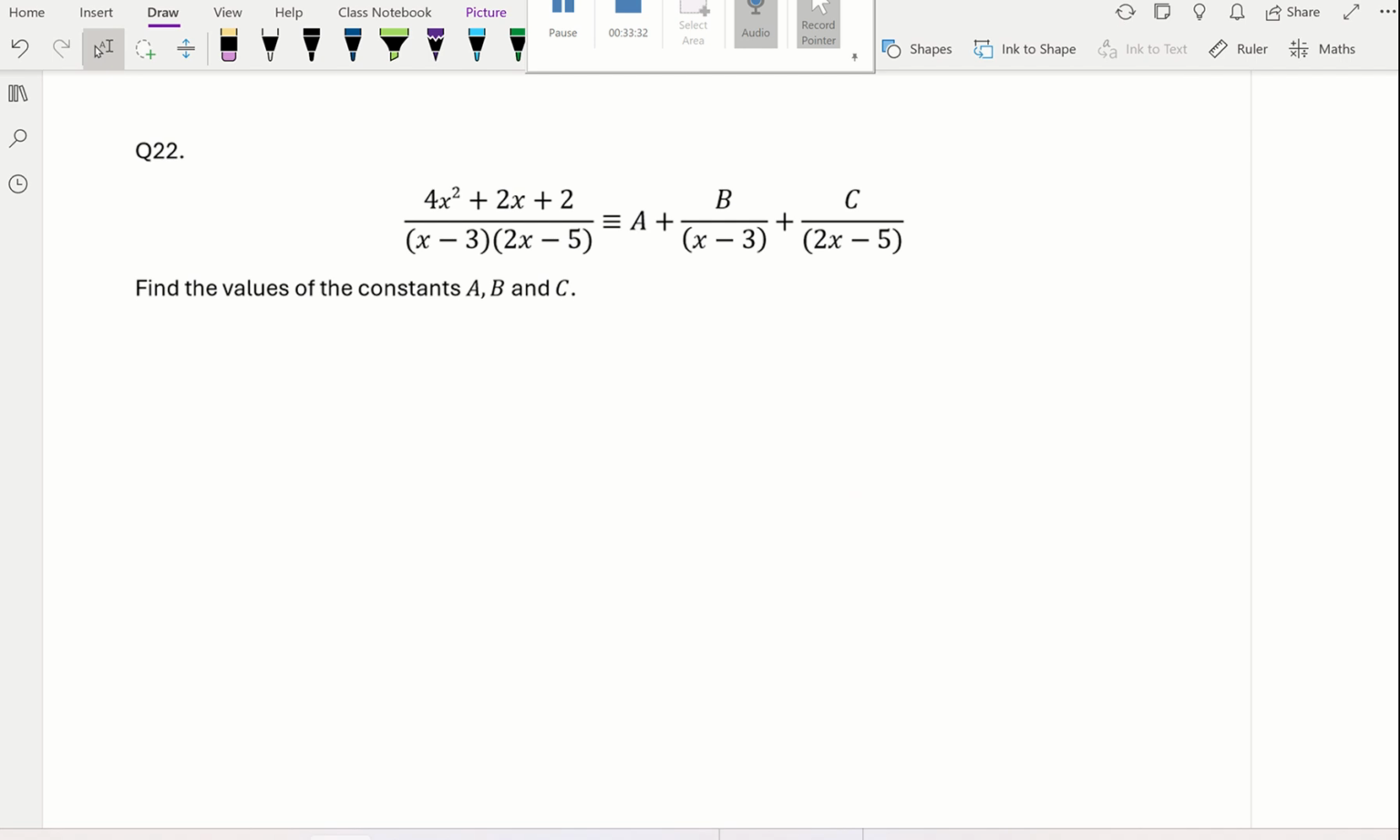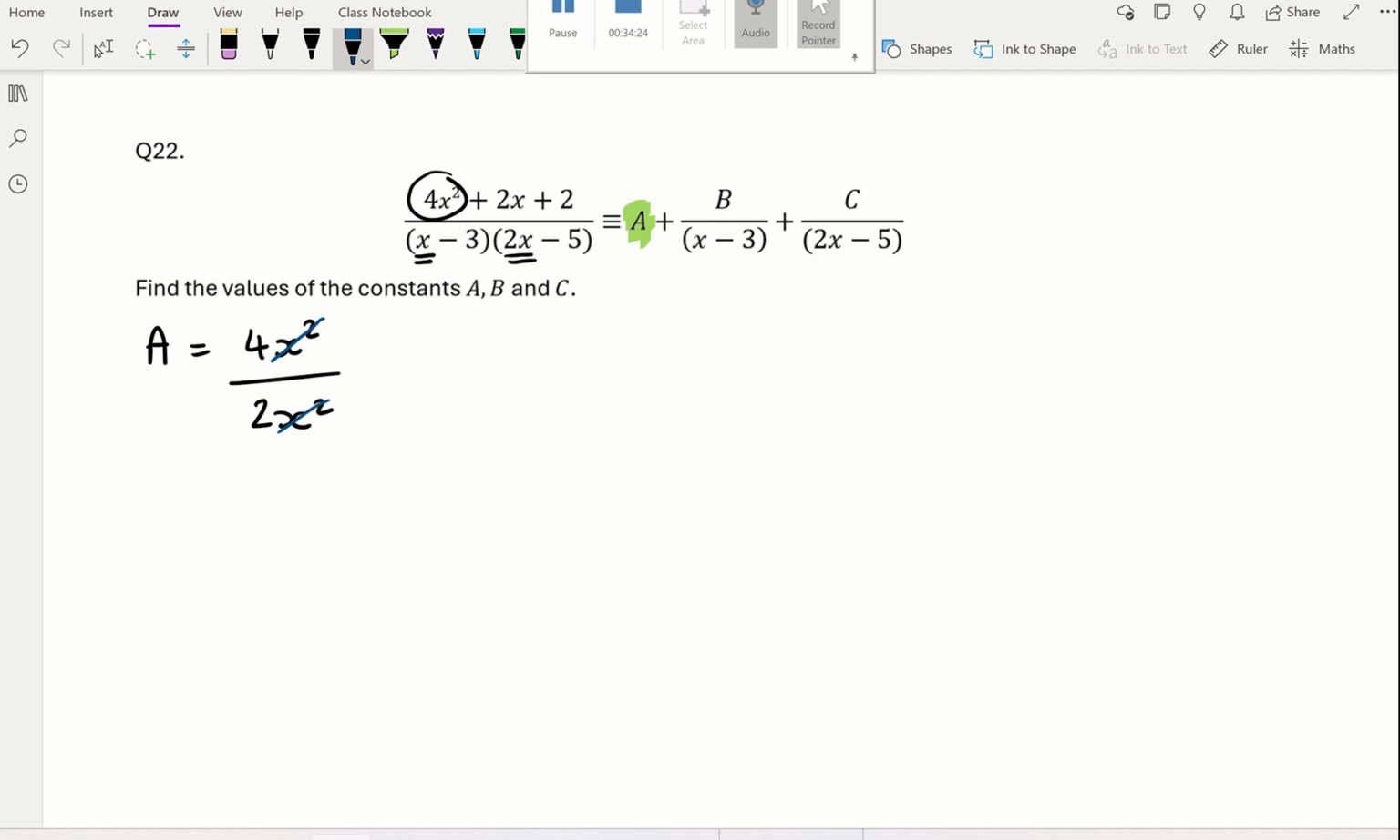Okay, so we've got to find the values of the constants a, b, and c. And you've got a quadratic at the top and a quadratic at the bottom, which means that one of these values potentially is going to cancel out, and they've made it very clear that that's going to happen. And so what I would do first is compare the coefficients of x squared to get a. At the top I've got 4x squared, and at the bottom, when you multiply x times 2x, you get 2x squared.